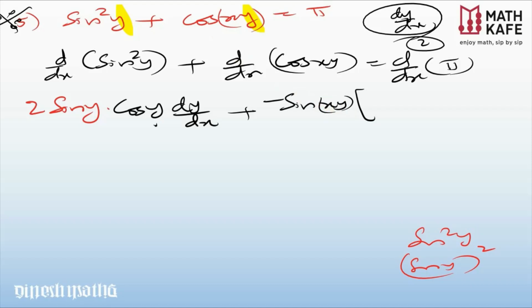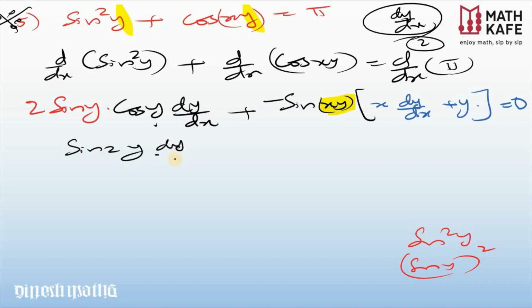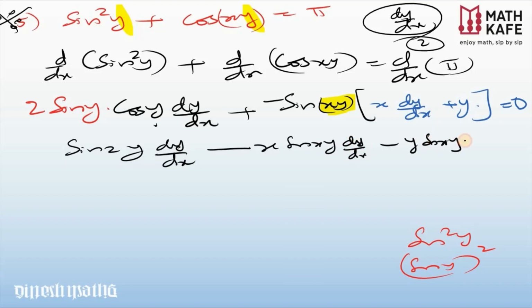Again, if you notice this, xy is a product. We need to differentiate xy by using the product rule. x into derivative of y will be dy by dx plus y into derivative of x is 1. Then derivative of pi will be 0. Now rewrite again. This I can write 2 sin y cos y immediately as sin 2y dy by dx. And if you notice, we got already 2 dy by dx terms. We are absolutely right. Open the bracket, minus x sin xy dy by dx and minus y sin xy equal to 0.